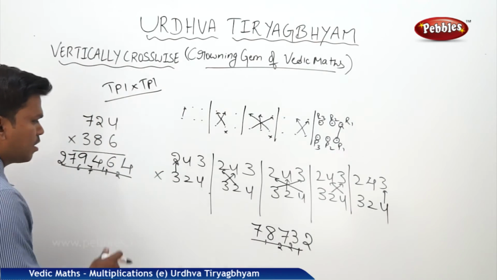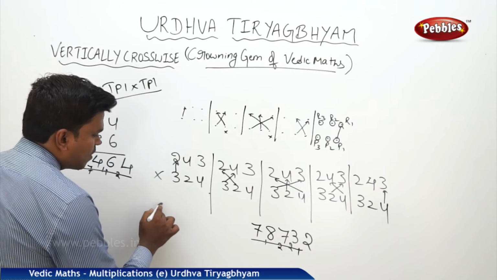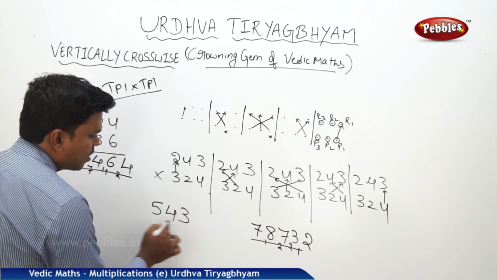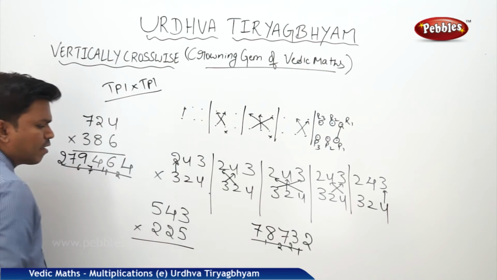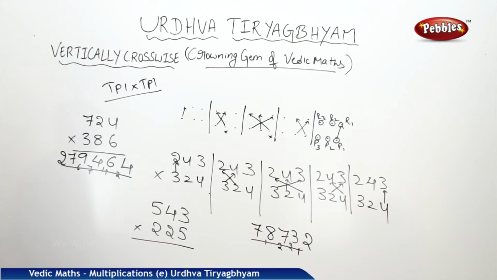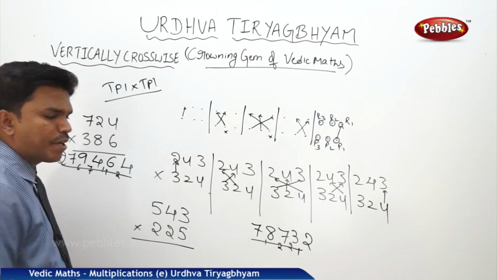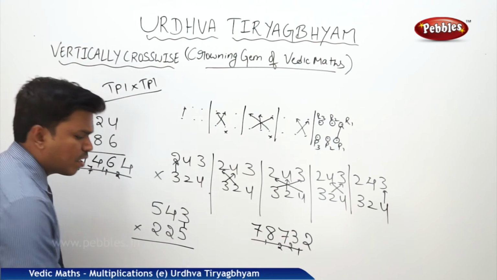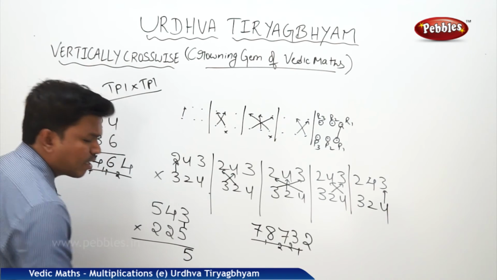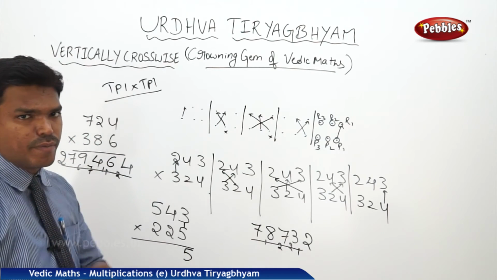Okay. Now let us take some numbers. 543 into 225. I want to multiply 543 into 225. Okay, so first, what is the first step? 3 5s are 15. So drop 5, carry 1 in the mind. Carry 1 in the mind, don't forget.